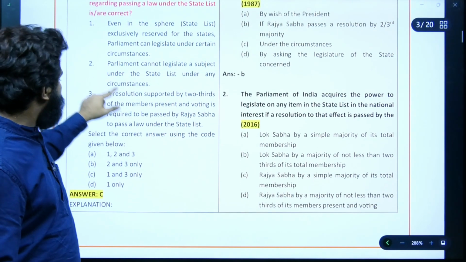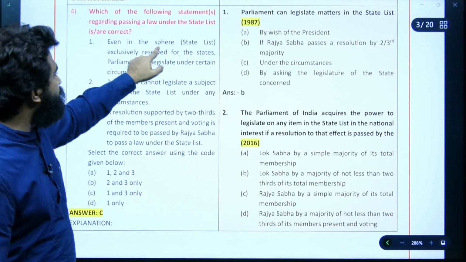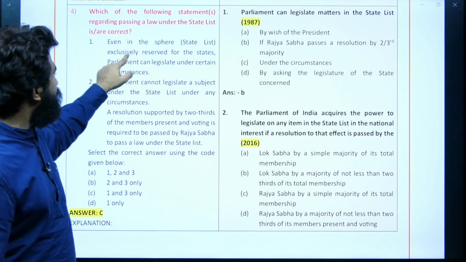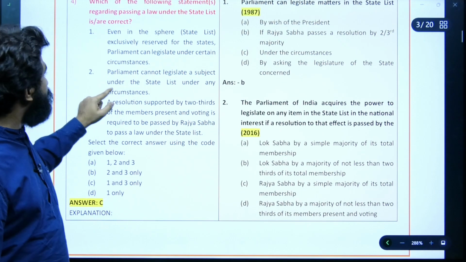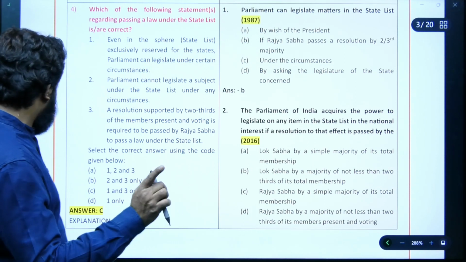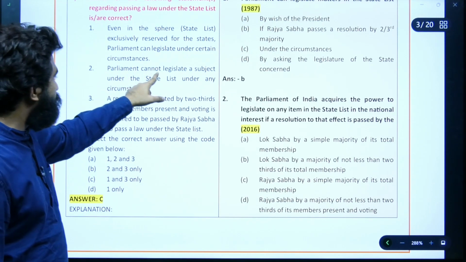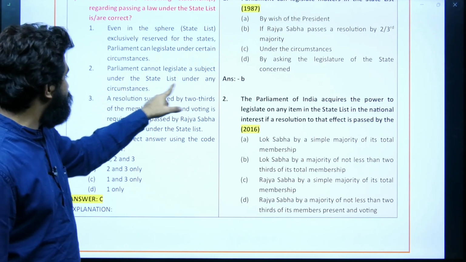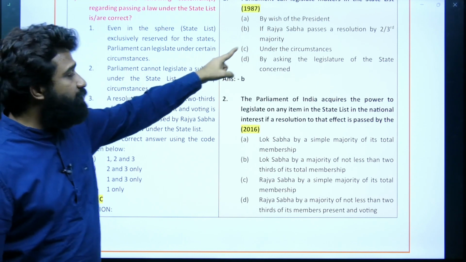Therefore, it is completely a wrong statement which is given in the first option, first statement. That means, even in the sphere of the state list, exclusively reserved for the state, parliament can legislate under certain circumstances. So, sorry, the first statement is true here, because the second statement, that parliament cannot legislate a subject under the state list under any circumstances, is wrong. First statement is true, second statement is wrong.